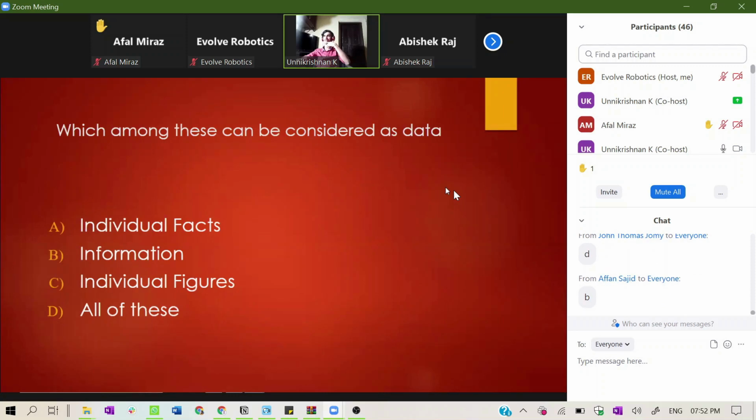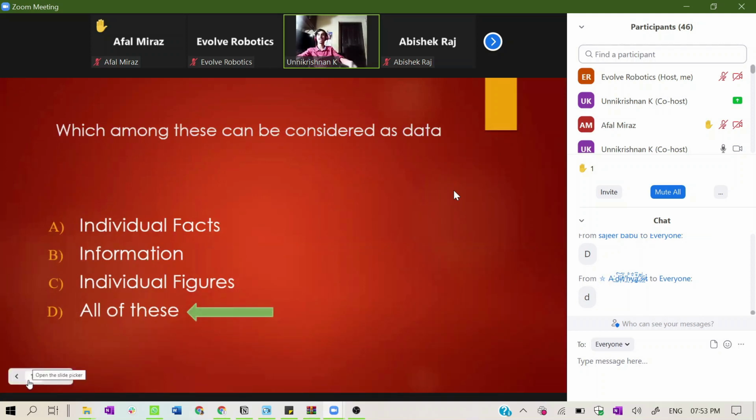Afan here says B. Sridevi says A. Navache Ravin says D. Okay, so the majority of them say D. So let's look at what's the correct answer. It's nothing but D, all of these.